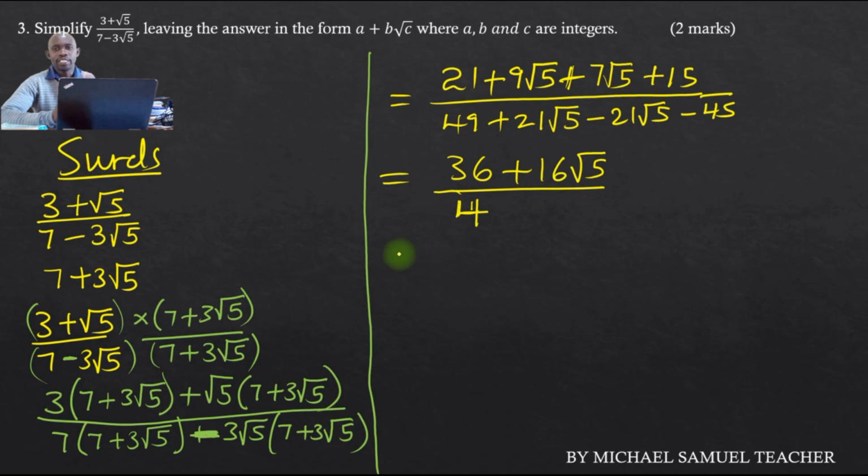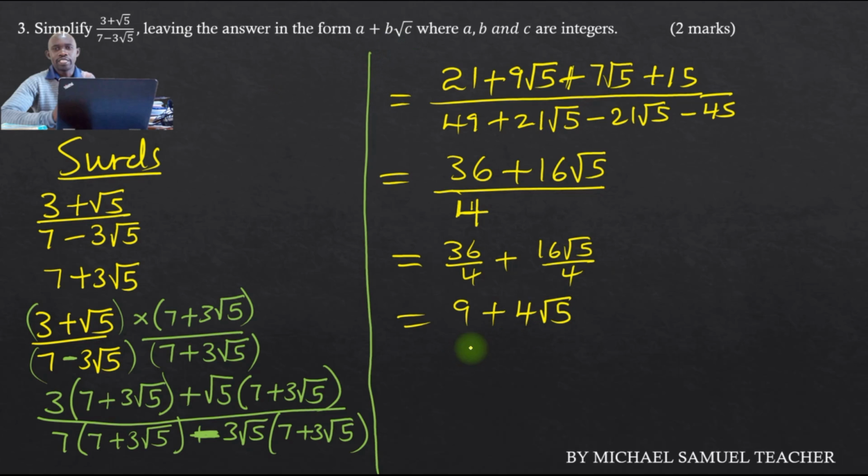So in our case here, now we have it under a common denominator, and we have to divide to eliminate the fraction. So 36 divided by 4 plus 16 root 5 divided by 4. This will be 9 plus 4 root 5. And now we have actually given our answer in the form a plus b root c. That is it, in that form, a plus b root c. So this is the answer.